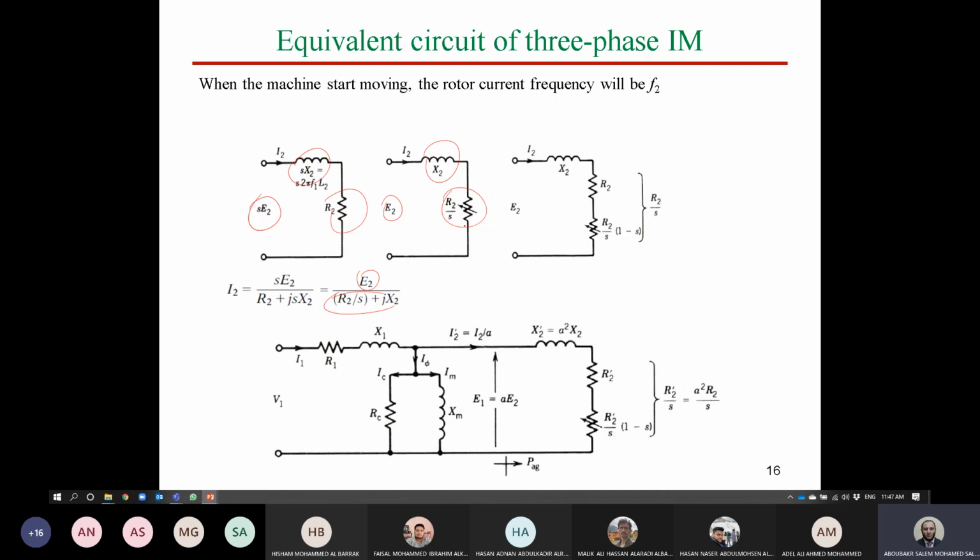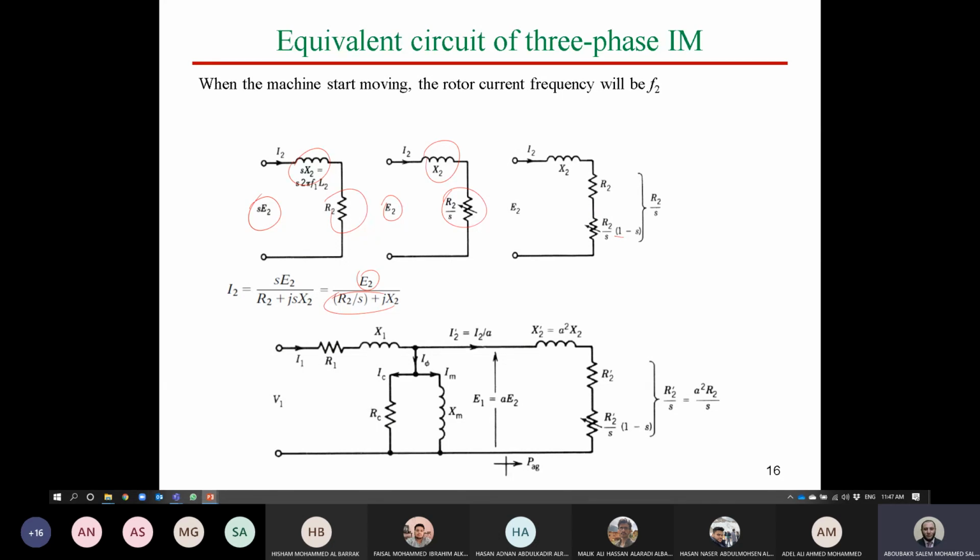Of course, we can say R2 over S equals R2 over S multiplied by 1 minus S, plus R2. If you sum these two terms, it will give you the same term R2 over S. Why do we need to make it like that? This is very important for the power flow, because in power flow we have losses and gained power. R2 represents losses because you will have copper loss as I squared R. However, R2 over S multiplied by 1 minus S will represent the gained power. So this is very important.